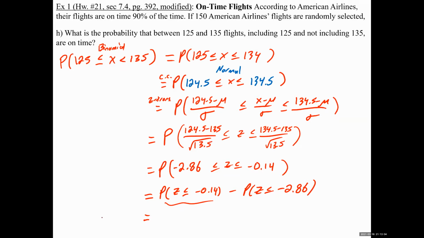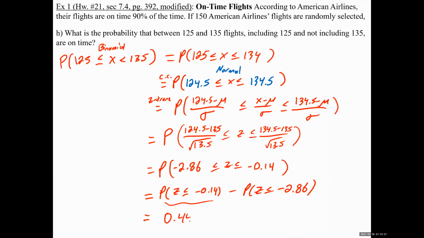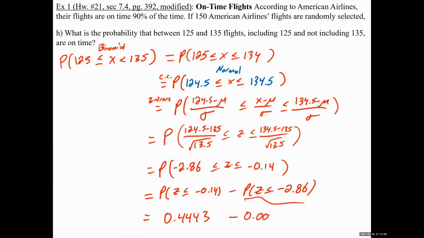So for this one here, you're going to look up negative 0.14, which I think we already did, but let's do it again. Negative 0.14. There's negative 0.1, the last digit 4. Looks like we have 0.4443 for that one. And then negative 2.86. Put that one up in the table. We have negative 2.86. Okay, negative 2.8 is there. The last digit 6 is there. You get 0.0021 for that. And you subtract those, you get 0.4422. And that's how that one goes. That's part H.